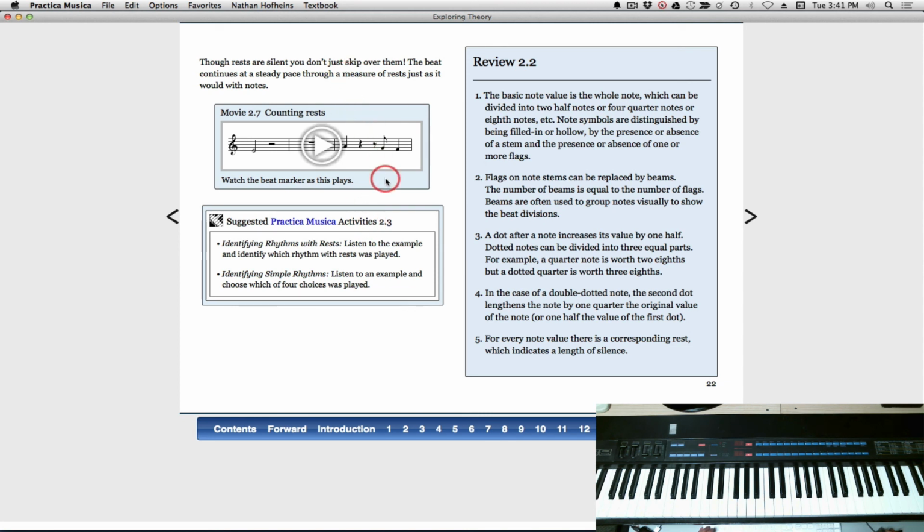Like it said, with rests, you just don't skip over them. You have to make sure that the beat continues. 1, rest, rest, and 3, right? And 4. And then that's how you do rests and notes. And we'll get some practice in Practica Musica.